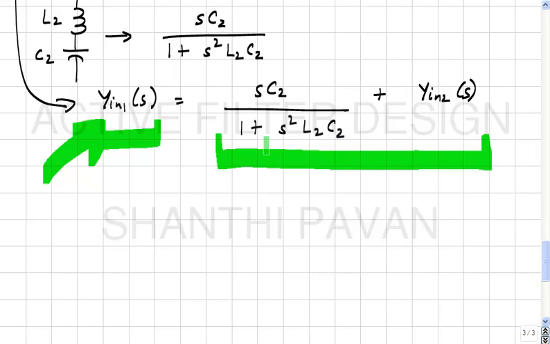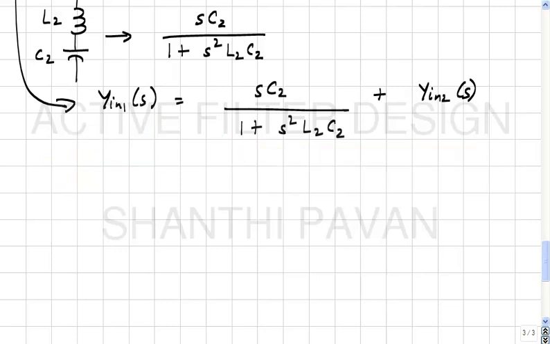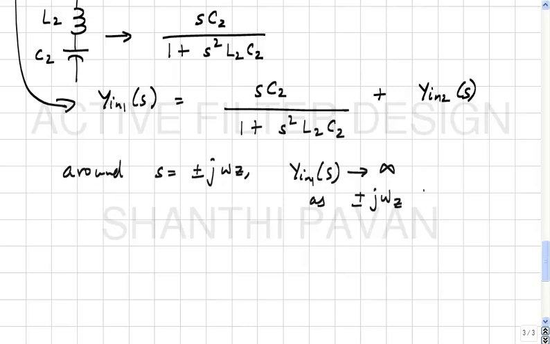Not as S tends to infinity. Omega z. Is this clear? So all that they're saying is that around S equal to plus minus j omega z, y in 1 of S tends to infinity, because plus minus j omega z are poles of y in 1 of S.